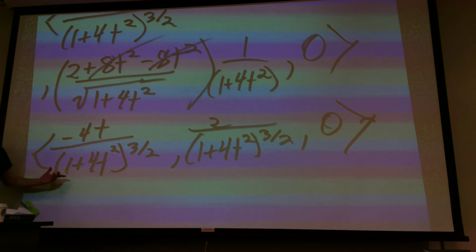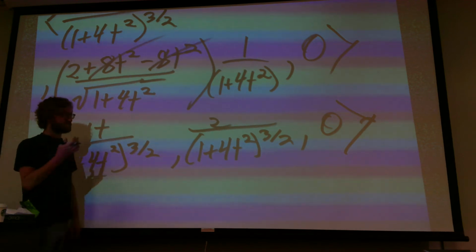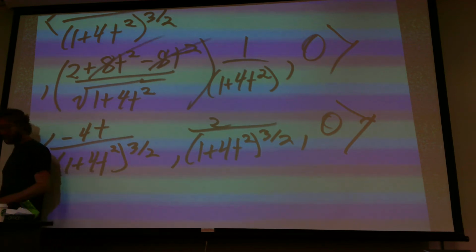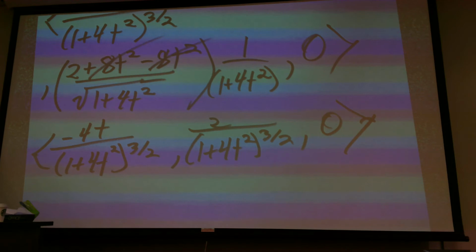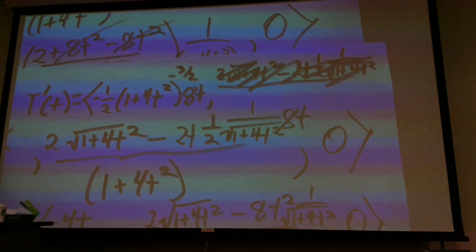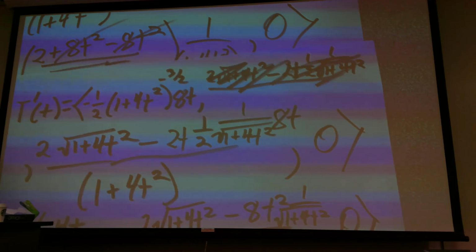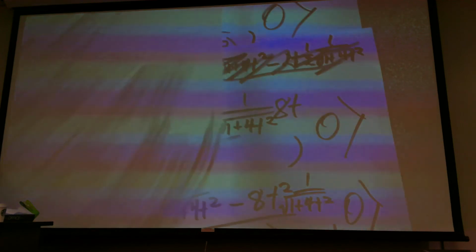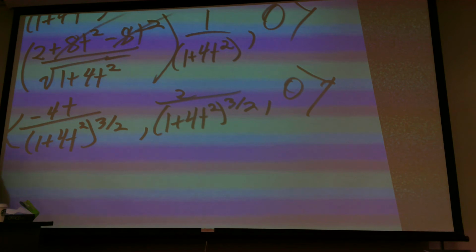Okay, so negative 4t, 1 plus 4t squared to the 3/2, 2 divided by 1 plus 4t squared to the 3/2 power. What are we actually calculating right now? Through all of this, we got T prime of t, okay? And remember, we're calculating N of t, and N of t is T prime of t divided by the magnitude of T prime of t. So now we have to calculate the magnitude of T prime of t.